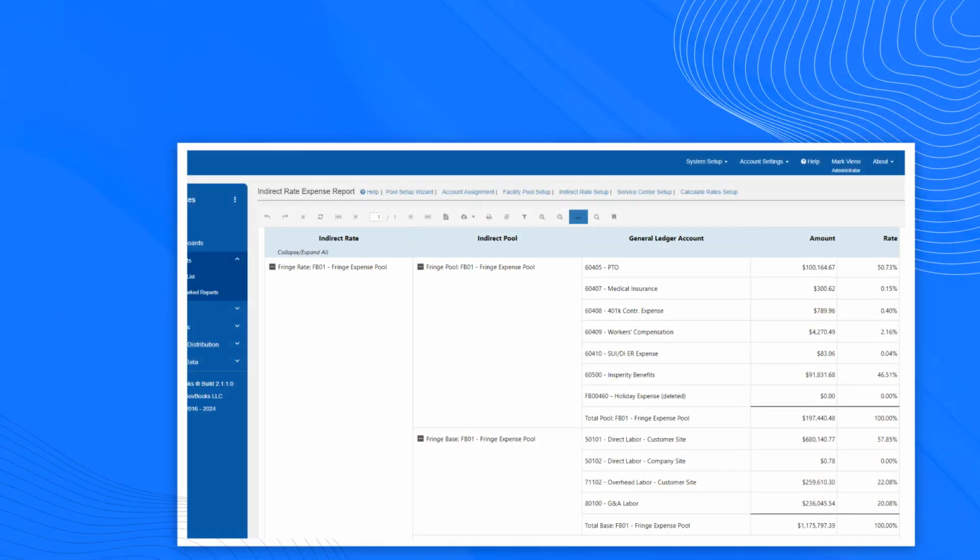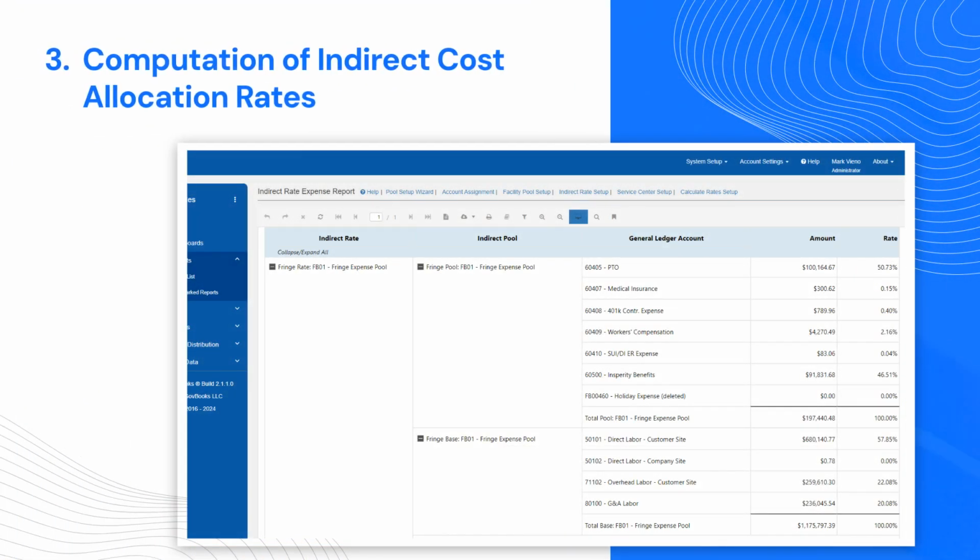The third compliance requirement is the computation of indirect cost allocation rates. GovBooks is able to compute indirect rates using thousands of different allocation methods. GovBooks allows for up to 10 fringe pools, 10 overhead pools, 10 facility pools, and 10 value-added pools, and 10 service center pools. GovBooks can allocate indirect costs using a single pool method, 2-tier method, 3-tier method, total cost input, or value-added. The allocations in GovBooks correctly handle overhead related to bid and proposal costs and independent research and development costs.